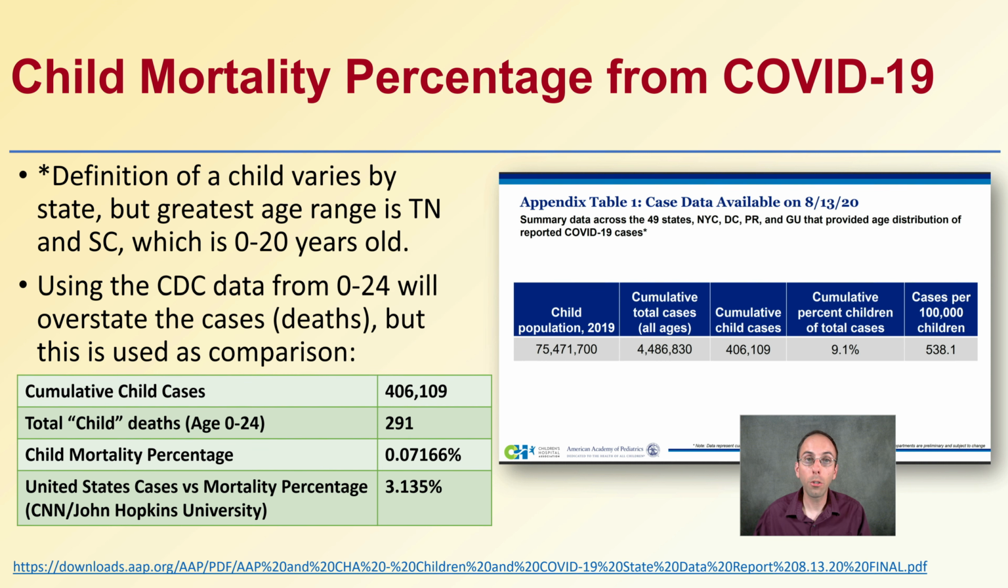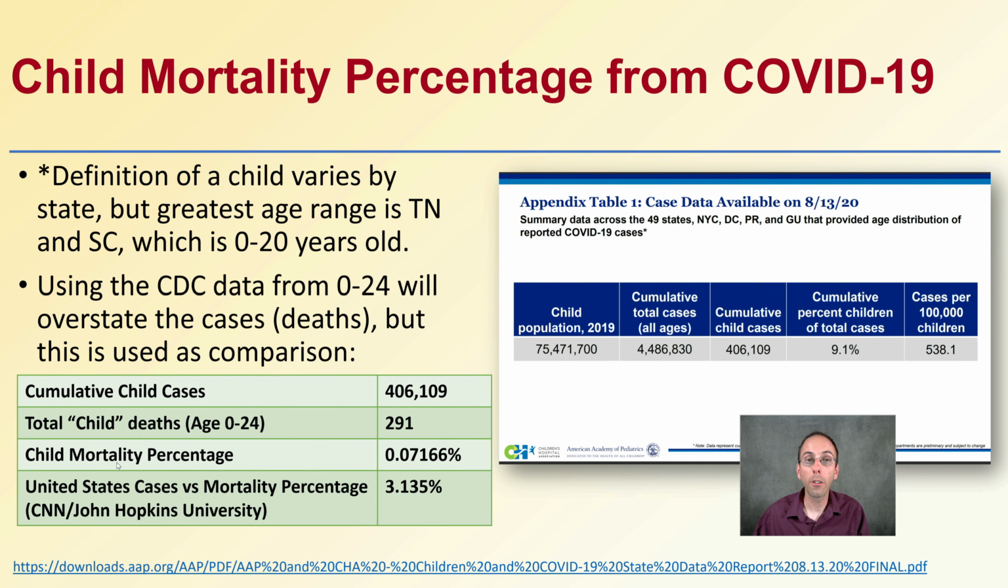However, the greatest age range for the definition of a child is Tennessee and South Carolina, and they state between 0 and 20 years old is a child. However, using the CDC data that I showed, I'm going to use 0 to 24 and consider that a child, which technically is going to overstate cases or deaths, but it's going to be used for the comparison here. The cumulative child cases is 406,109. Total child deaths, and again, I'm defining a child as 0 to 24, would be 291.